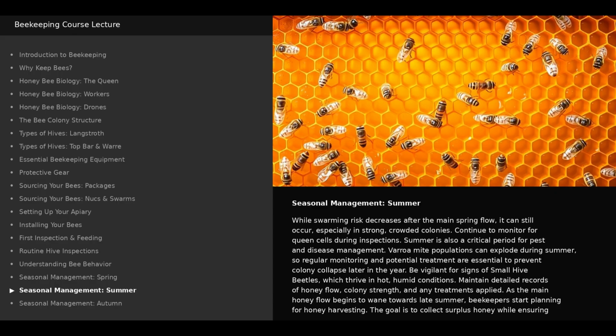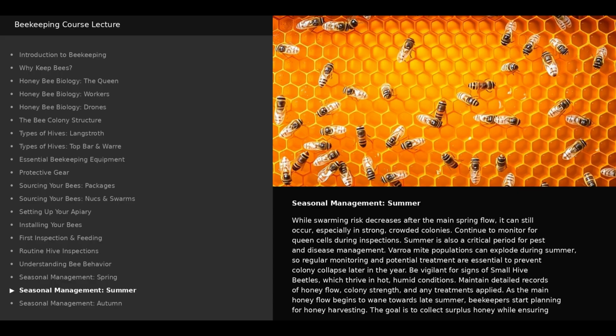Varroa mite populations can explode during summer, so regular monitoring and potential treatment are essential to prevent colony collapse later in the year. Be vigilant for signs of small hive beetles, which thrive in hot, humid conditions. Maintain detailed records of honey flow, colony strength, and any treatments applied.